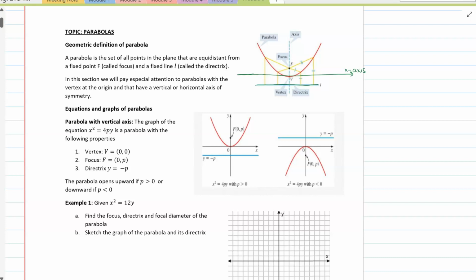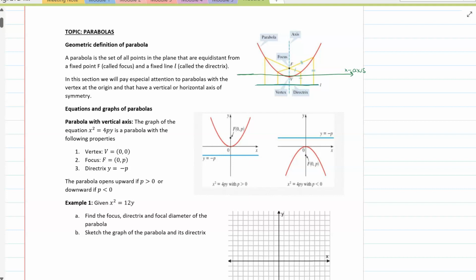Parabola. A parabola is the set of all points in a plane that are equidistant from a fixed point F, called the focus, and a fixed line L, called the directrix. In this section, we'll pay special attention to parabolas with the vertex at the origin and that have a vertical or horizontal axis of symmetry.